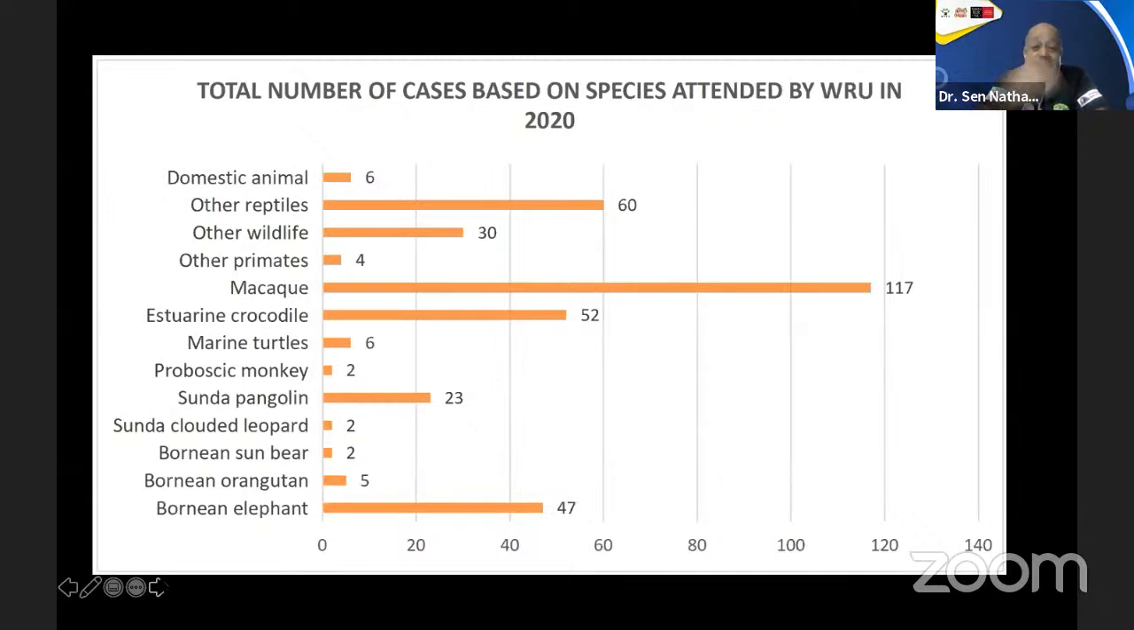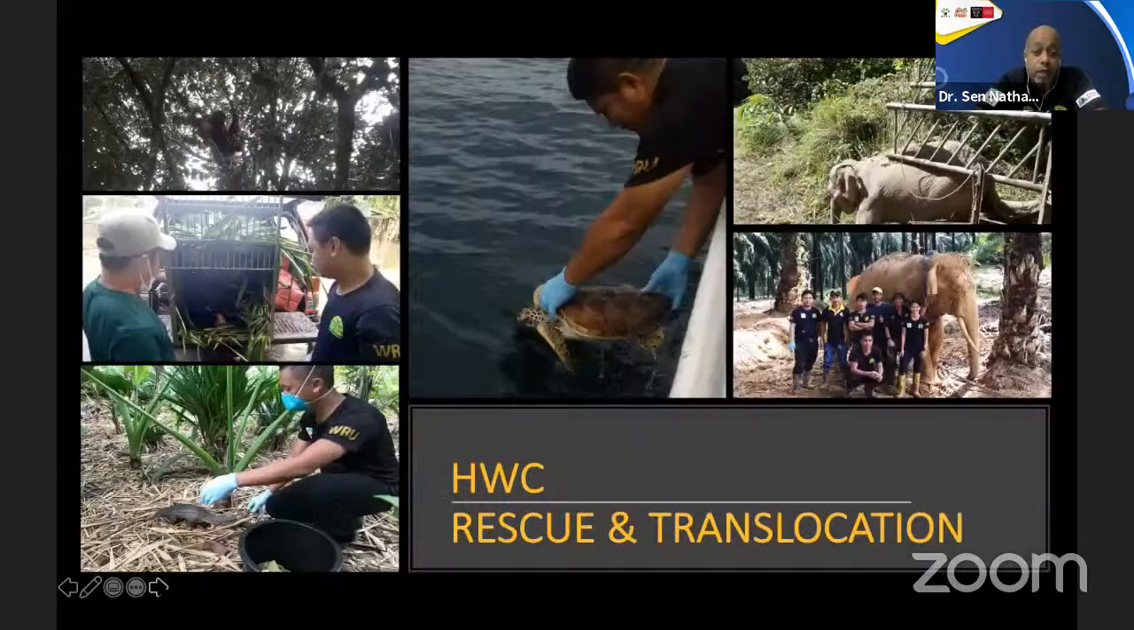But other species have come into play. Macaques, which is not only a problem in the forests or in the villages, it's also an urban problem. Issues with crocodiles, which I'll talk to you about later. But this again is a snapshot of the total number of cases based on species attended by the Wildlife Rescue Unit in 2020. So again, just to give you a little bit of insight about the work that we do, human-wildlife conflict rescue and translocation still remains one of our biggest conservation efforts, and we work very closely with the plantation industry.